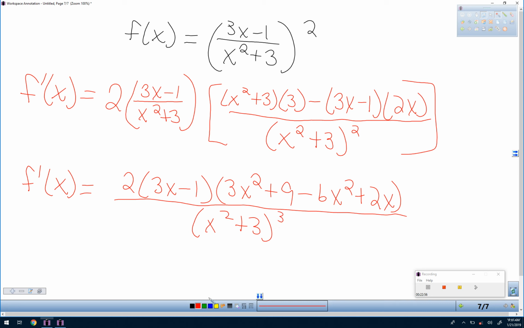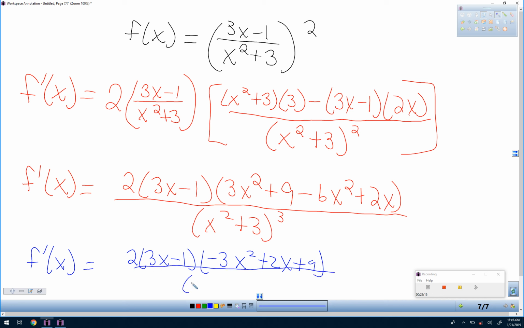And then if I really wanted to be a really star student and clean it up finally, I'd get 2 times 3x minus 1, and then inside of there I'd get negative 3x squared plus 2x plus 9 over x squared plus 3 cubed. All right, so there would be the cleaned up answer of that derivative. That's it for today's lesson.